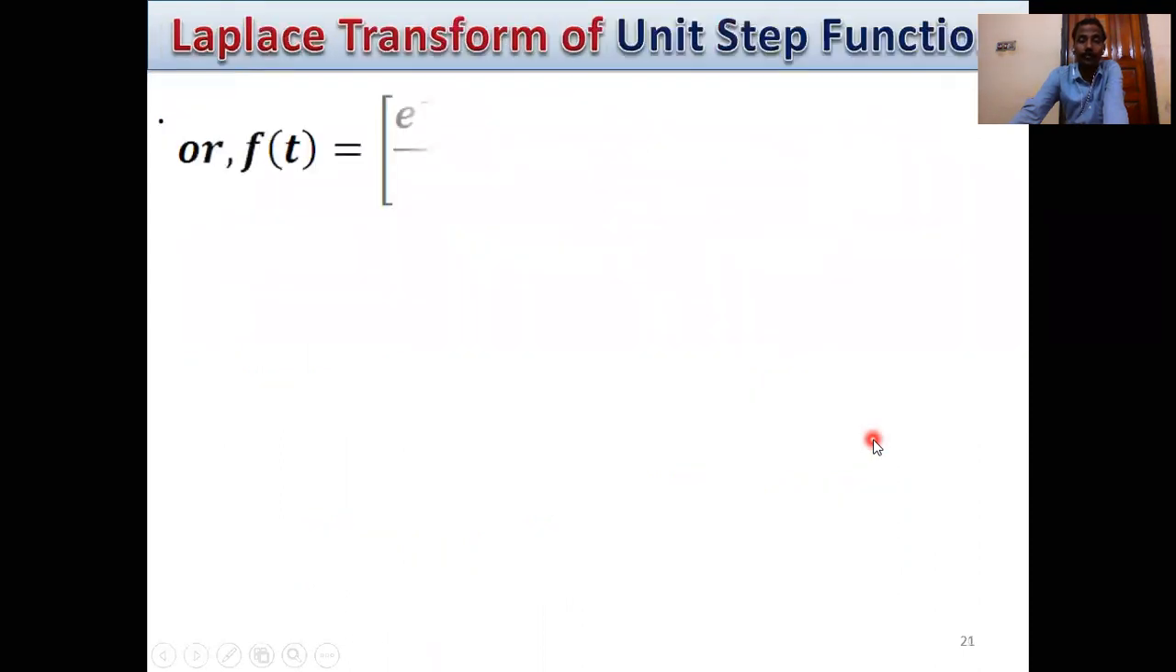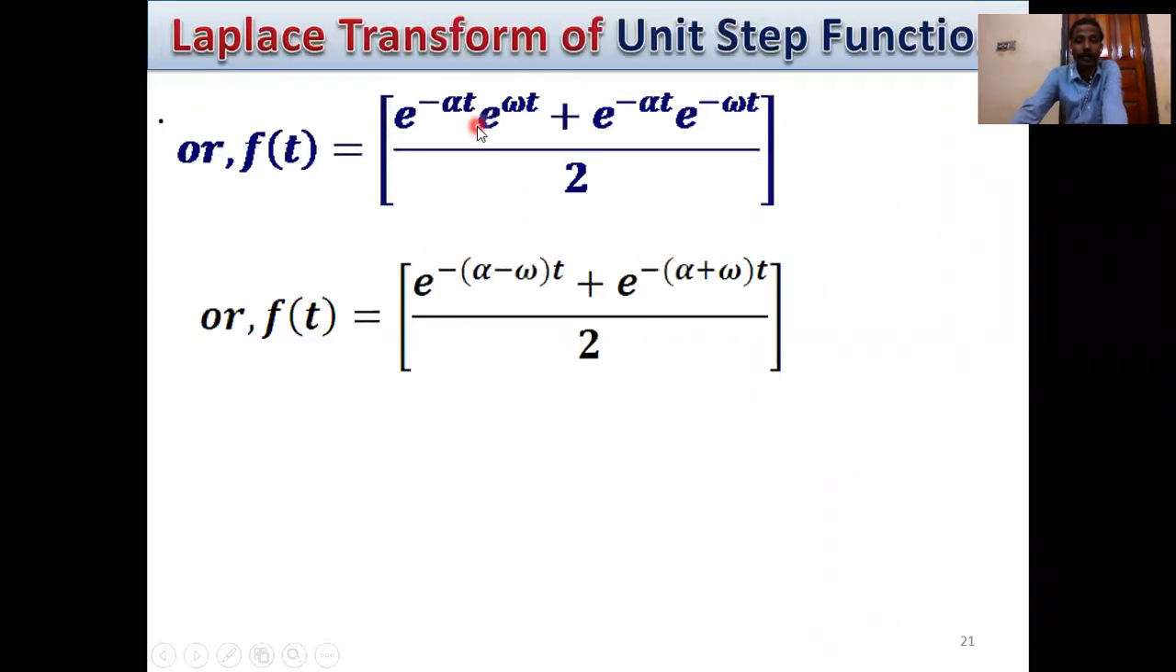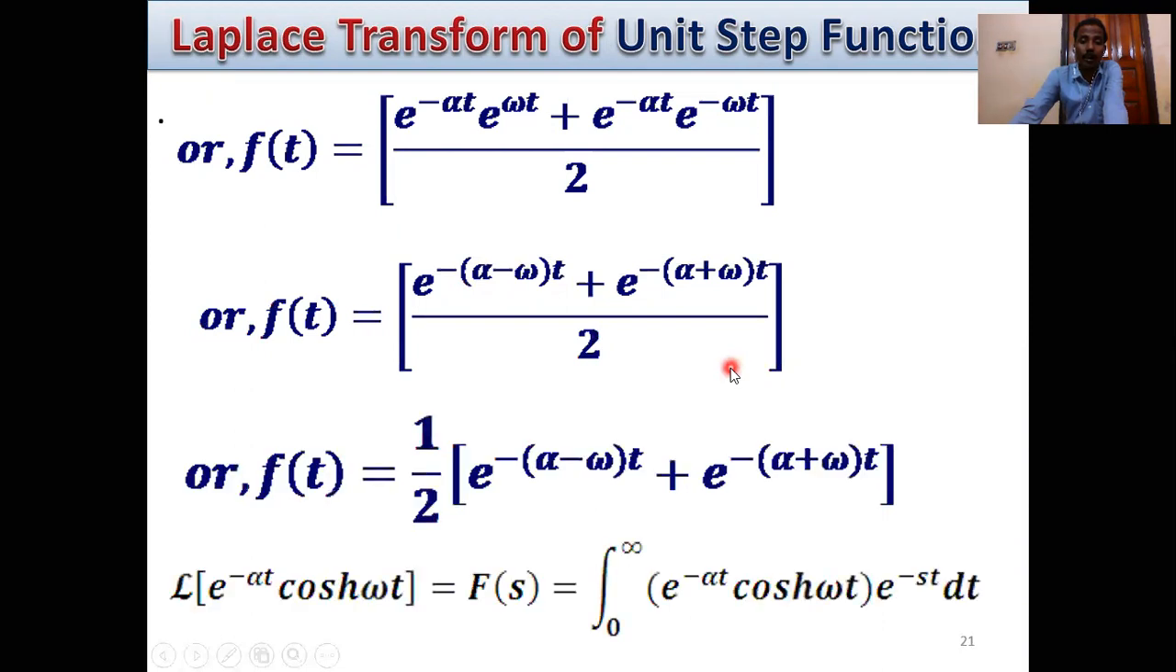And we get, this is the multiplication form. We get e to the power minus alpha minus omega whole into t, plus e to the power minus alpha plus omega whole into t, by 2. And put here, the Laplace transform of e to the power minus alpha t cos h omega t, f of s, equals the integral from 0 to infinity of e to the power minus alpha t cos h omega t into e to the power minus st dt.